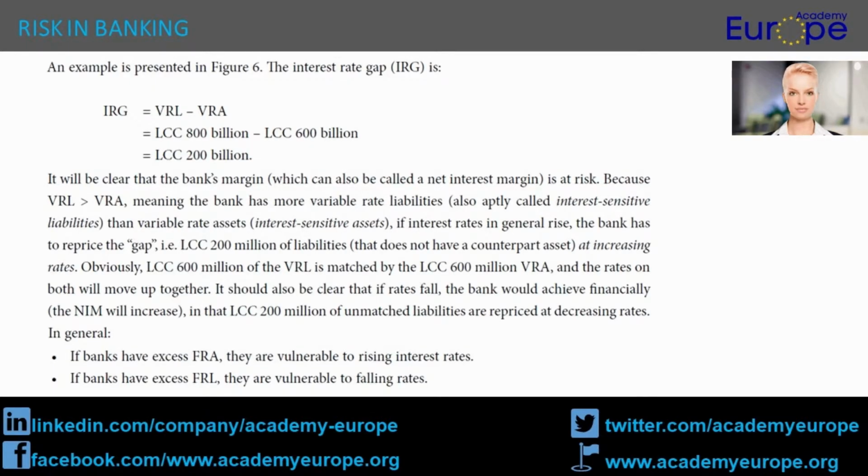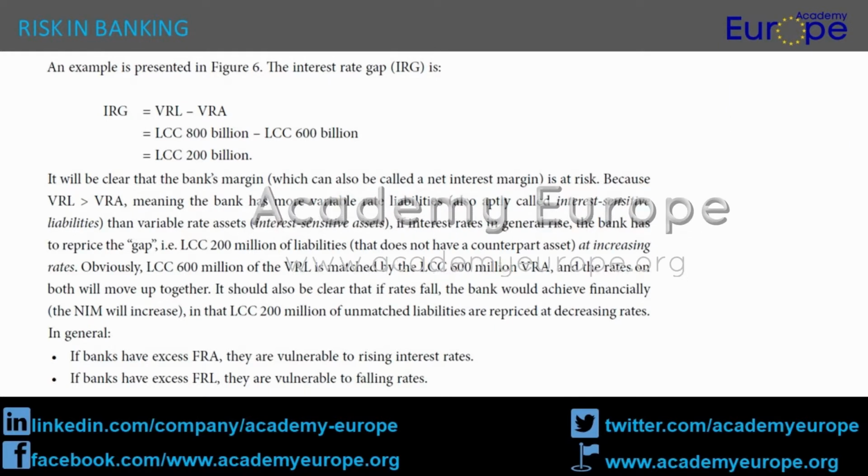The interest rate gap, IRG, is IRG equal VRL minus VRA, equal LCC 800 billion minus LCC 600 billion, equal LCC 200 billion. It will be clear that the bank's margin, which can also be called the net interest margin, is at risk. Because VRL is greater than VRA, meaning the bank has more variable rate liabilities, also aptly called interest-sensitive liabilities, than variable rate assets, interest-sensitive assets. If interest rates in general rise, the bank has to reprice the gap, i.e. LCC 200 million of liabilities, that does not have a counterpart asset, at increasing rates.